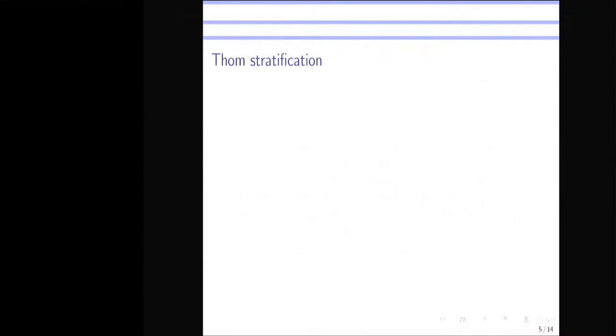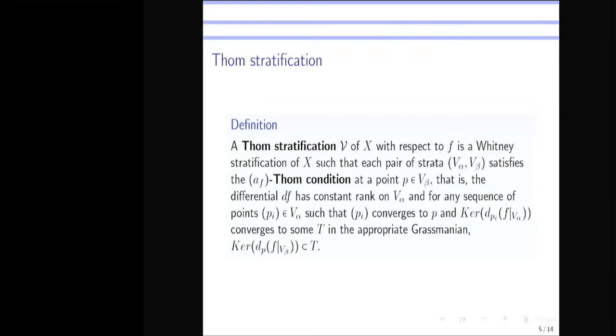This is not quite the stratification I want, because if we want to study the topology of a function defined on a complex analytic space, we also need a regularity between the fibers of F and the strata of our stratification. So this is what Thom stratifications give us. To define a Thom stratification, we start with a Whitney stratification, and we take a pair of strata, a sequence of points in V alpha converging to a point P in V beta, and we look at the tangent space.